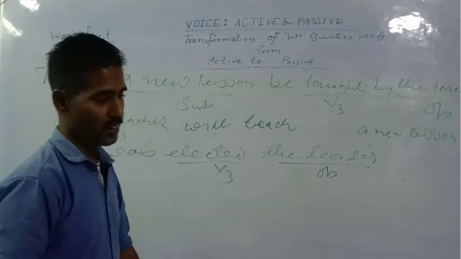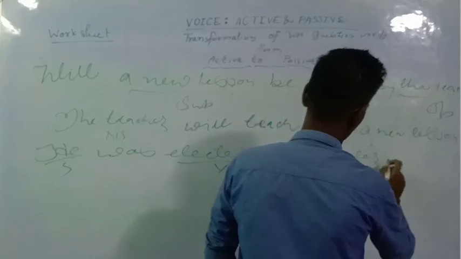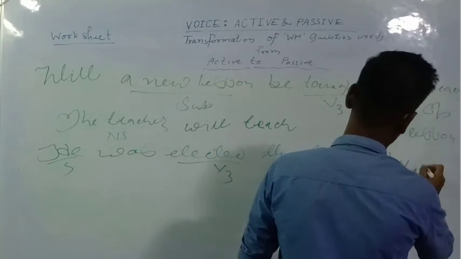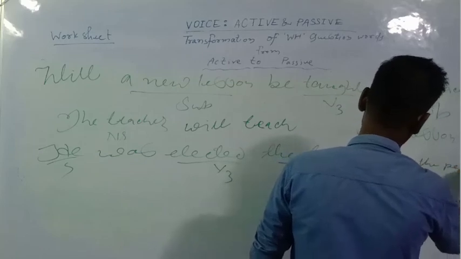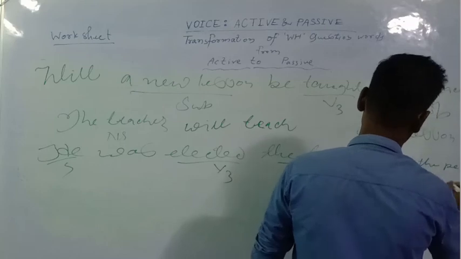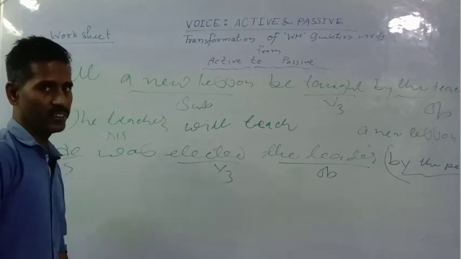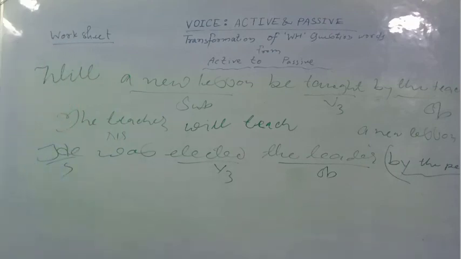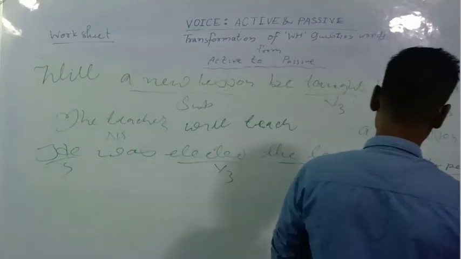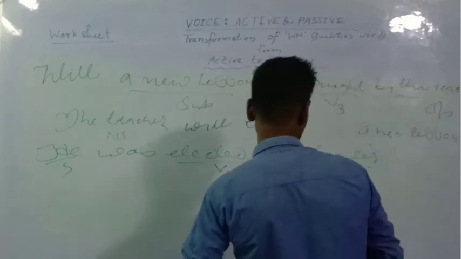Okay, and see here, he was elected the leader by whom? By the people, by us, by somebody is not mentioned here. That means who elected is not important. The agent is not important here. We are not concerned about the agent. So that is why in this kind of sentence sometimes you will find there is no agent. It may remain hidden.